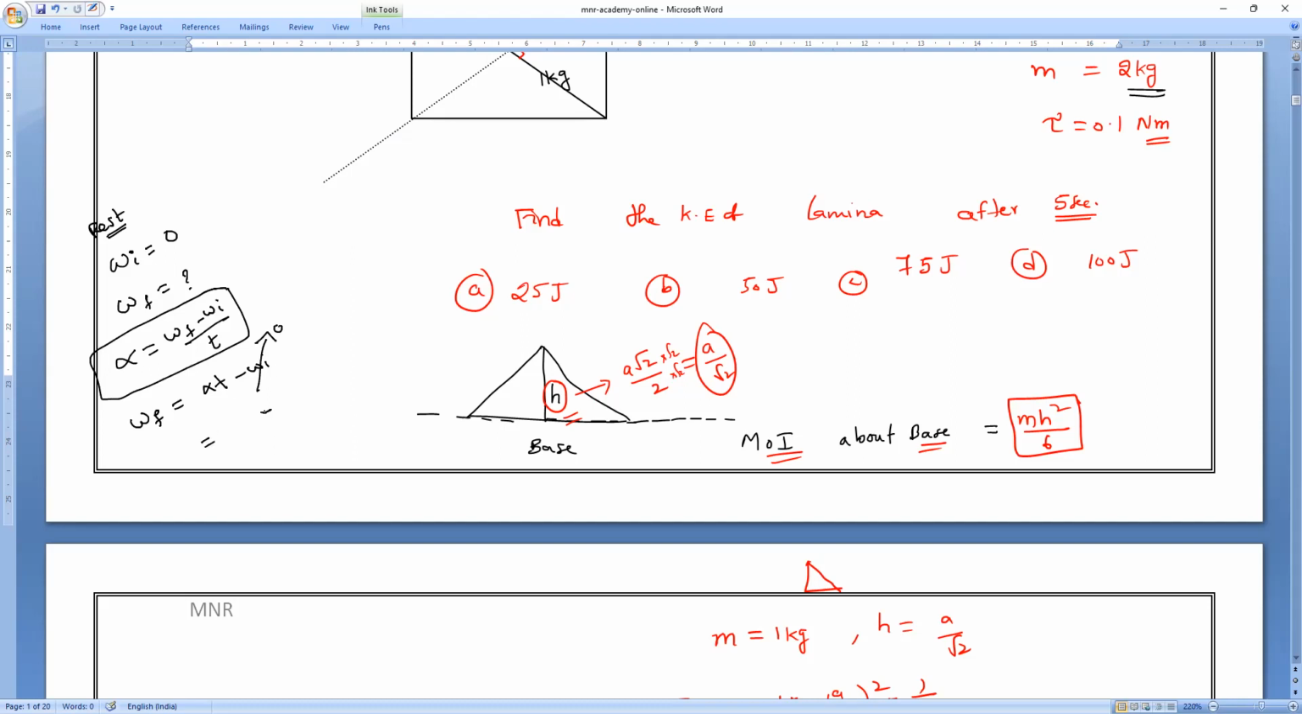Time value also I know. Time value how much, guys? What is the time value? T is equal to how much? Yes, please. 5, after 5 seconds.